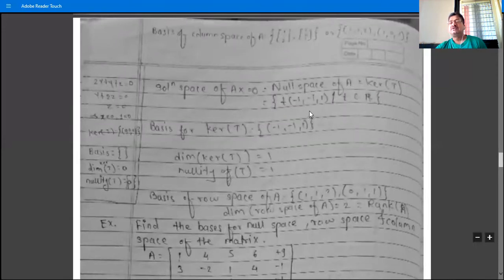In round brackets (0, 0, 0). That is, the set contains only one element, (0, 0, 0). Okay. And the basis for kernel of T is the empty set. And the dimension of kernel of T in that case is 0. That is, nullity of T is 0.